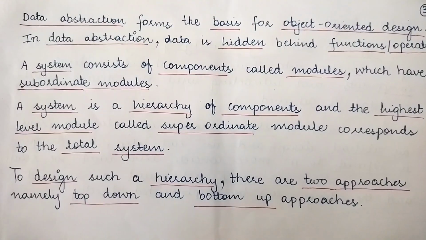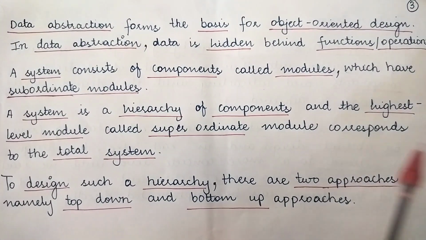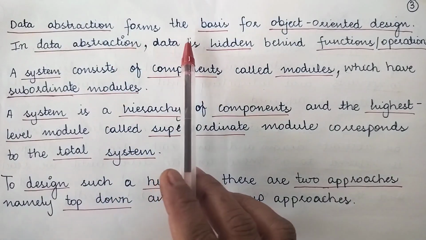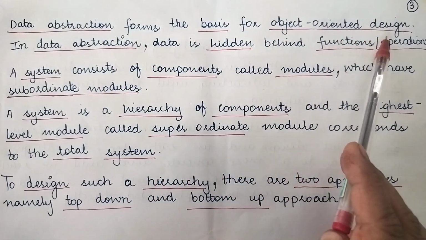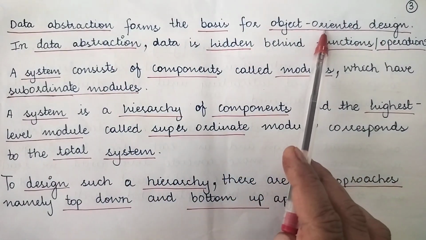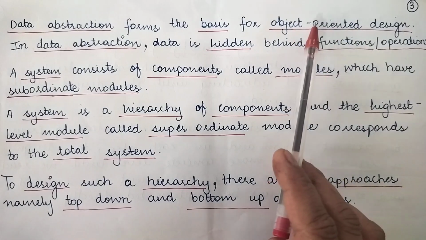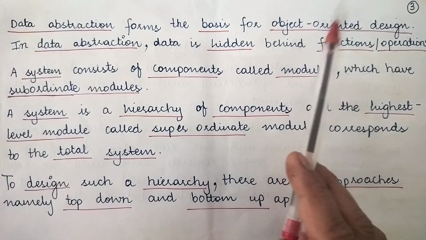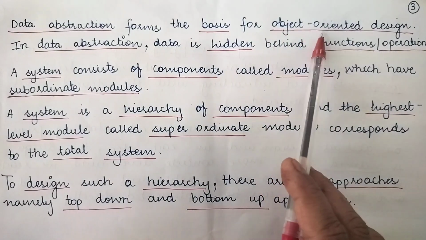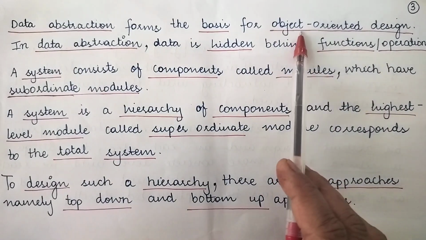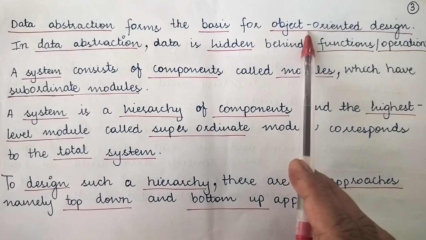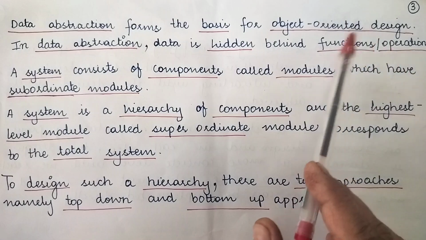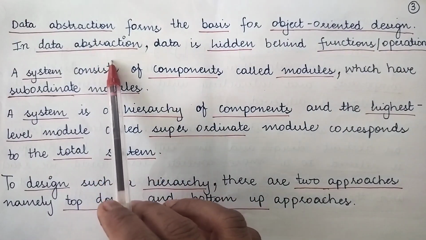Then comes the second category of abstraction, which is data abstraction. In data abstraction, this kind of abstraction forms the basis for object-oriented design. You all know object-oriented design encapsulates objects and classes. Objects are basically instances of the classes. So in the object-oriented programming paradigm, whenever you are doing object-oriented design, data abstraction becomes important.